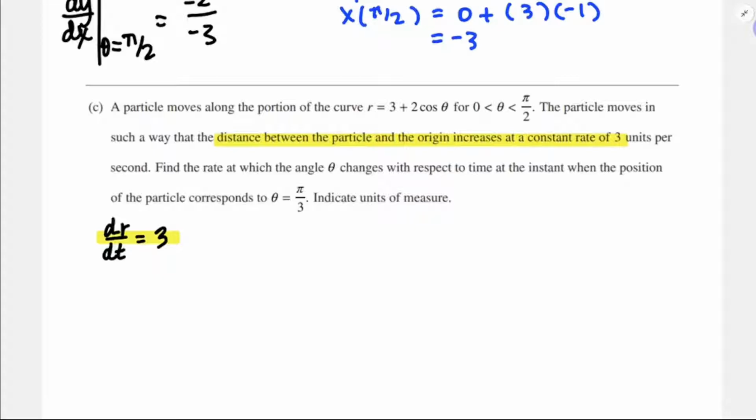Okay, and we're going to find the rate at which theta changes with respect to time when the position of the particle corresponds to theta equals pi over 3. Okay, so we want to find, we'll just go ahead and maybe underline that, the rate at which the angle theta changes with respect to time at the instant when the position, okay, so at theta equals pi over 3.